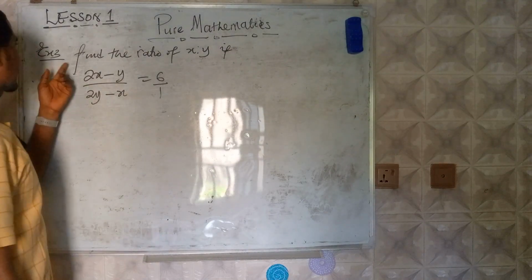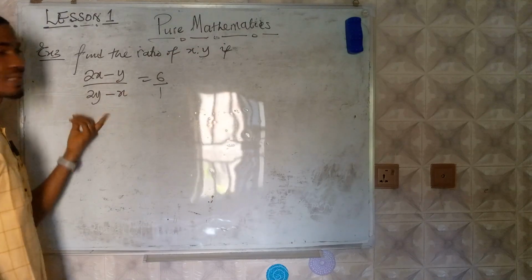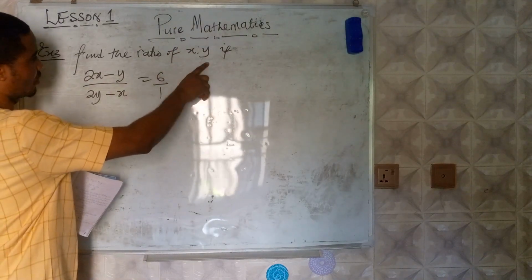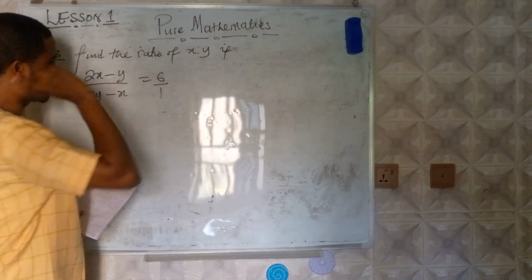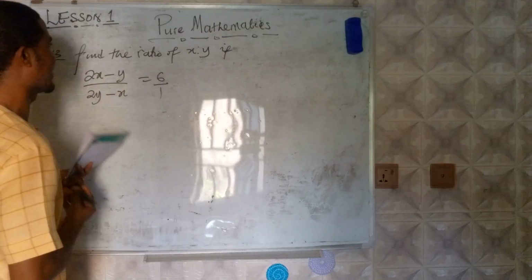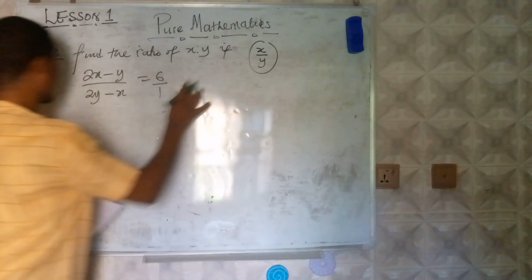In this example, they asked us to find the ratio of x to y if we have this equation. We are going to find the value of x and y, then find the ratio of x is to y. Now note, the question is x is to y, not y is to x. And you know that x is to y is like x over y. Hope you know that. Let's start.